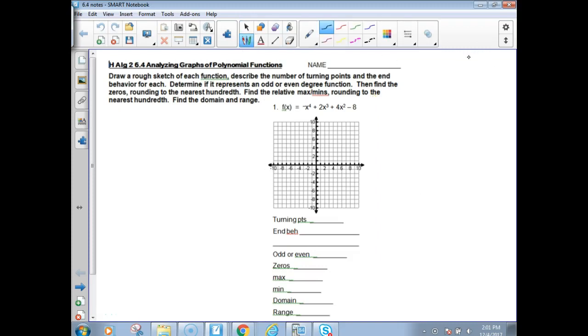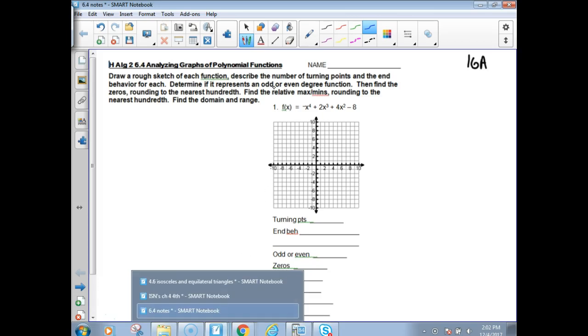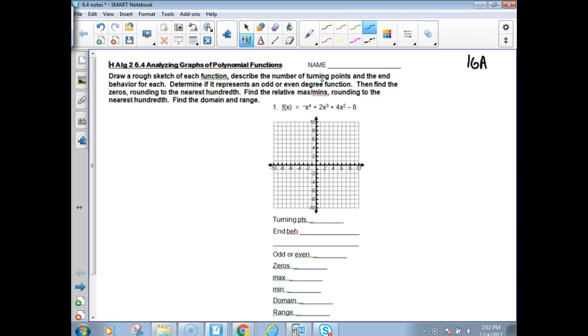This is worksheet 16A, and we're going to start analyzing graphs with polynomial functions. Where it says to just draw a rough sketch, I'm actually going to draw it based on what we're seeing, and I'm going to find some key points. It doesn't have to be perfect, but I think we should look at where the turning points are. That means where the graph changes directions, and of course the end behavior.